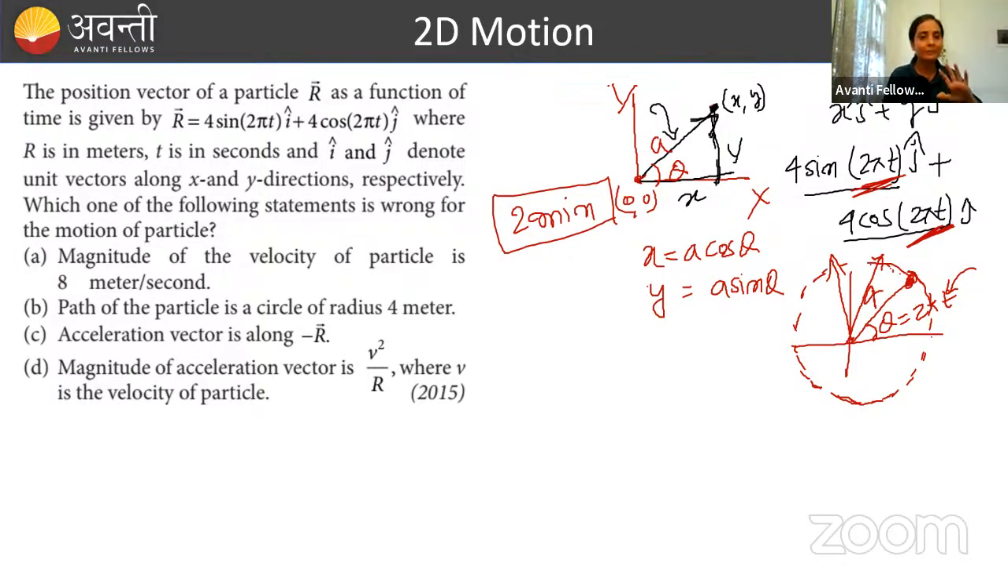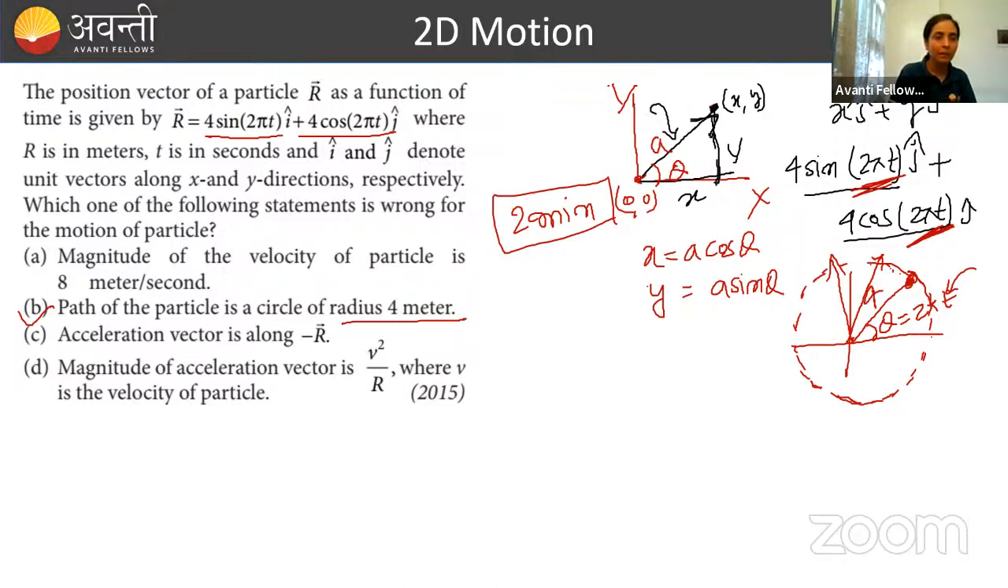You can see, if the position vector is given like this, its trajectory will look like what? It will be a circle. Done. So the first thing is clear. The path of the particle is a circle, and its radius will be whatever is the length of this vector, right? So this is 4. So option B is correct. We have to choose which statement is wrong, right? So this is going round and round in a circle. Radius we have already got.